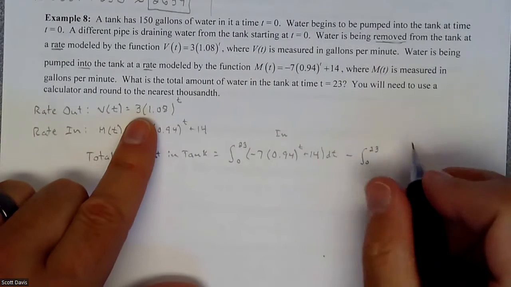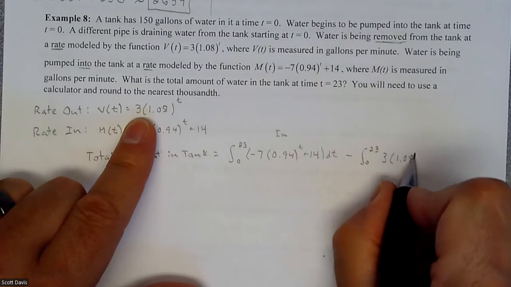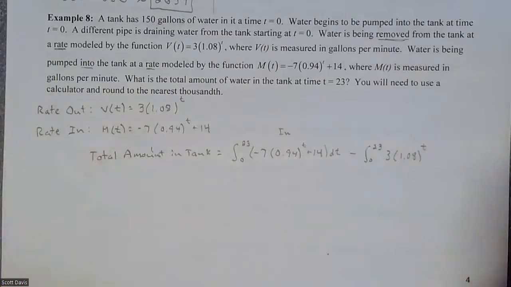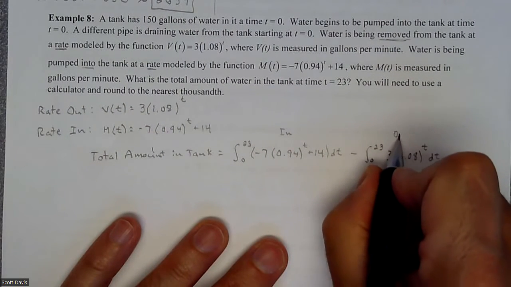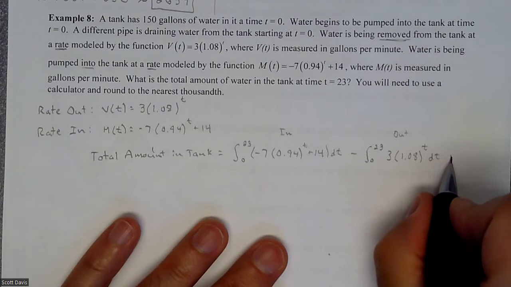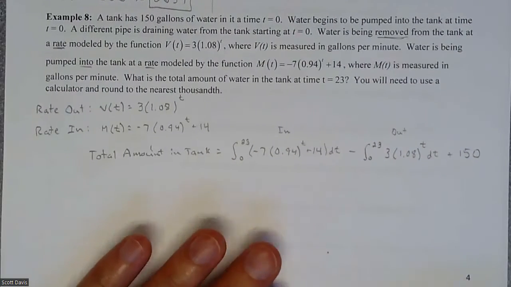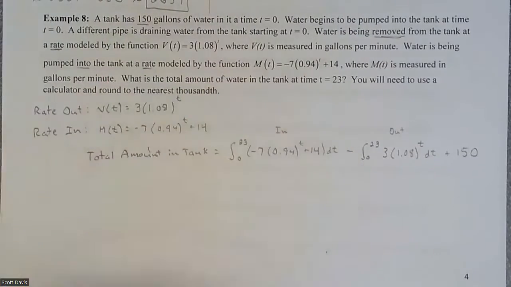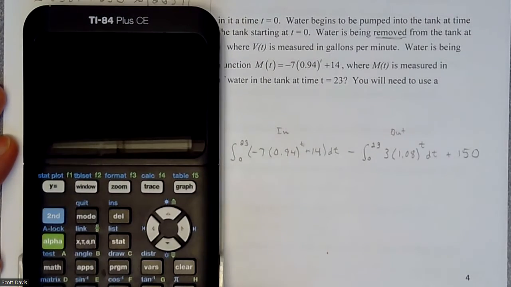of 3 times 1.08 to the t. That's the amount of water going out from that same time frame. And then we'll add the original 150 that was in the tank to begin with. So we're going to use the calculator on these. Let's plug this stuff into our calculator.